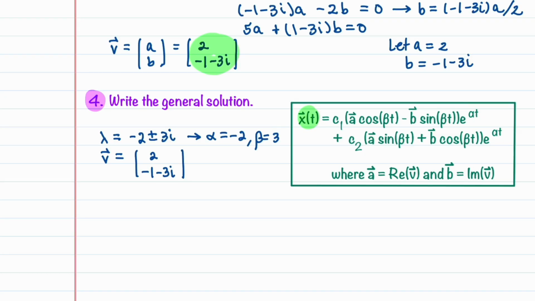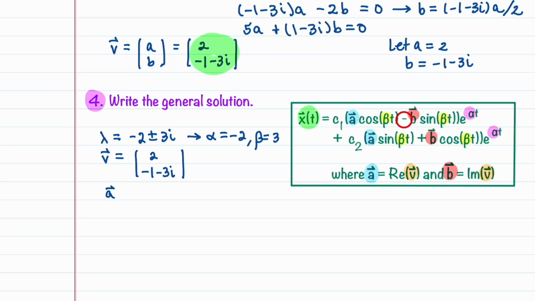Let's now look at our solution. Our alpha is up here in the exponent, and then our beta is right here in our trig functions. And then we have our vector v, which is our eigenvector. We have to split it into its real part and its imaginary part. Vector A is the real part, and vector A is right up here, and then vector B is the imaginary part, and that's right there. Notice too that we have a negative sign right there that we have to watch out for. Before we write down our solution, let's write down what vector A and B are.